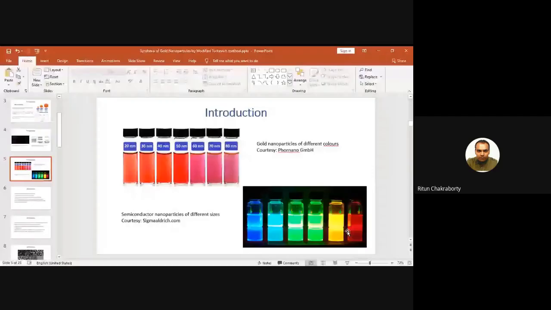So actually I also wanted to do this experiment this time because we have both dark room and UV lamp with us in our laboratory, but we could not do it.